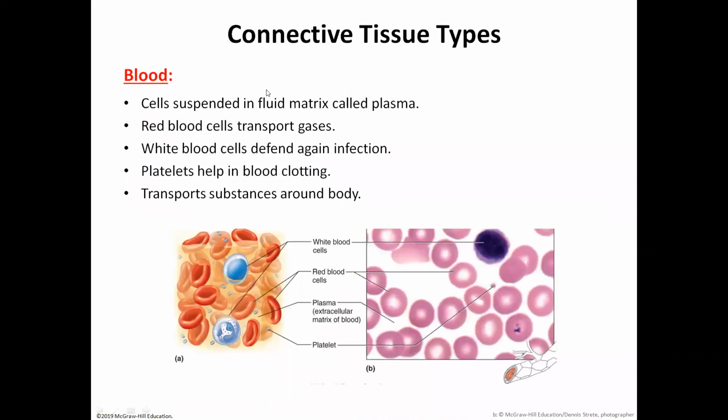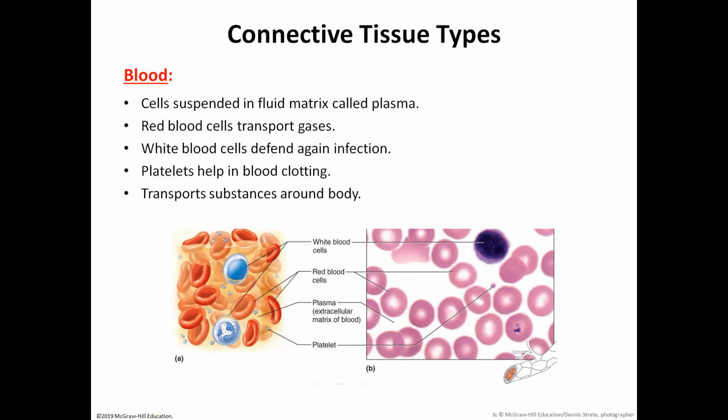All right, our next specialized type of connective tissue is going to be blood. And I believe this is the last one. I think we covered all the other bases. Blood is going to have a fluid matrix that's actually going to be called plasma. And inside, you're going to see red blood cells, white blood cells, and something called platelets.